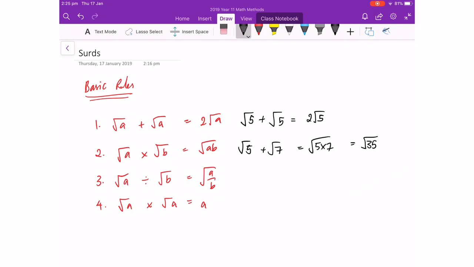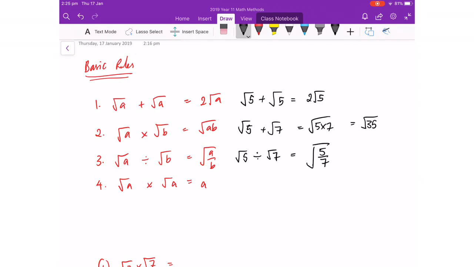Then the next one here, we've got a divided by b, so we've got the square roots of those. For example, square root 5 divided by square root 7 is equal to the square root of 5 divided by 7. And the last one we've got is square root of a times square root of a is equal to a.